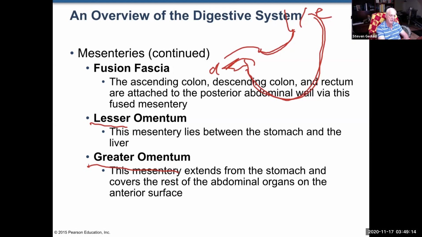So the lesser omentum is attached to this lesser curve. The greater omentum is attached to this greater curvature of the stomach. So the lesser omentum lies between the stomach and the liver, attached to that smaller curve. The greater omentum extends from the stomach and covers all the abdominal organs on the anterior surface. So that's what lesser and greater means. It's just where the omentum is attached to the lesser curve or the greater curve of the stomach.